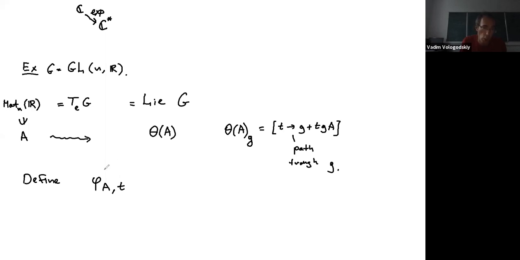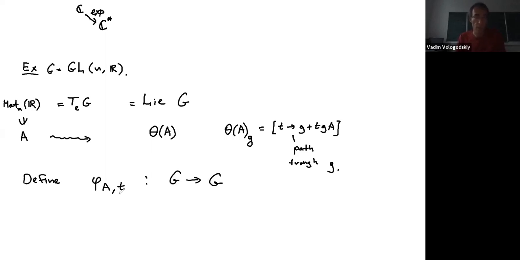It is natural to assume that the corresponding one parameter group of diffeomorphisms should also have this property, that it should commute with left multiplications by G, right? What are the maps from G to G that commute with left multiplication by G? I claim that any map like this is right multiplication by some element, right?